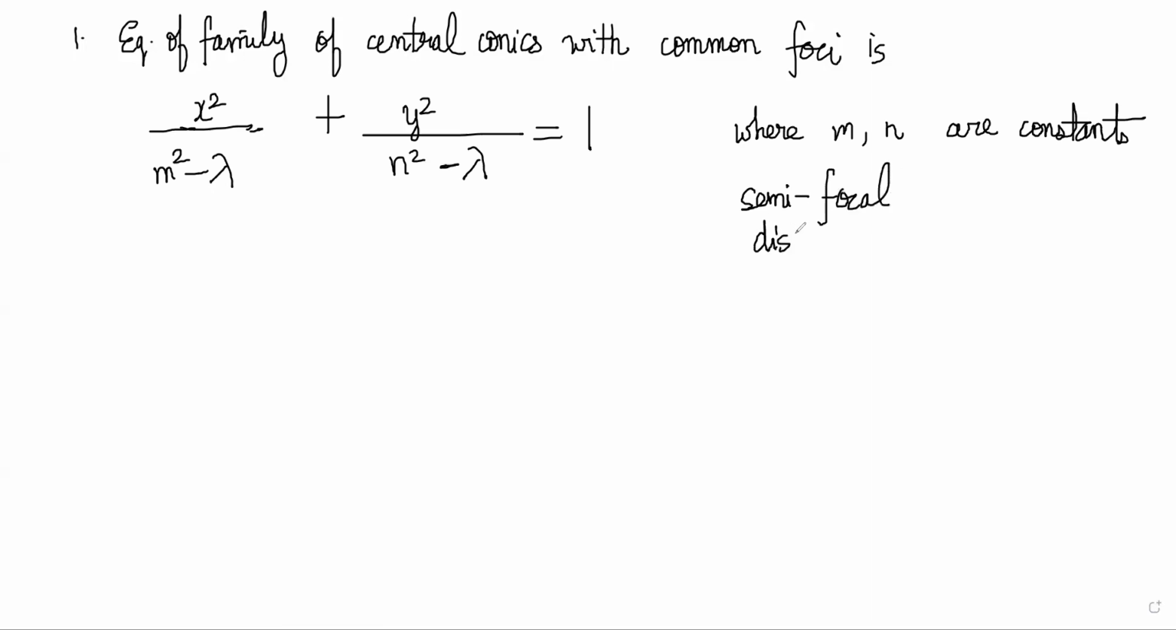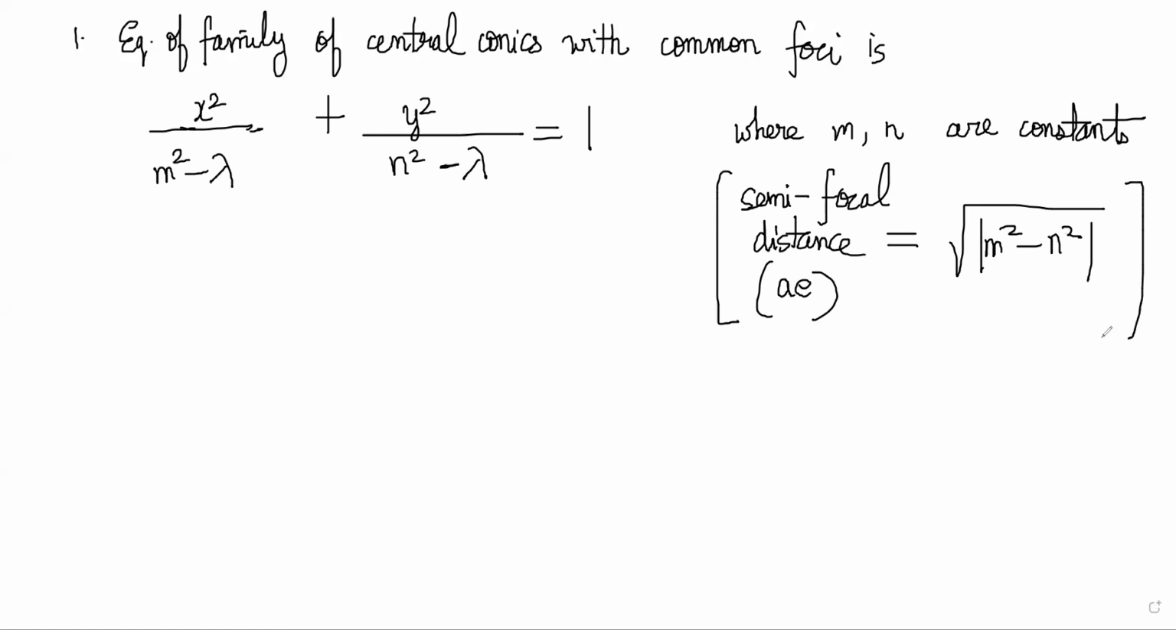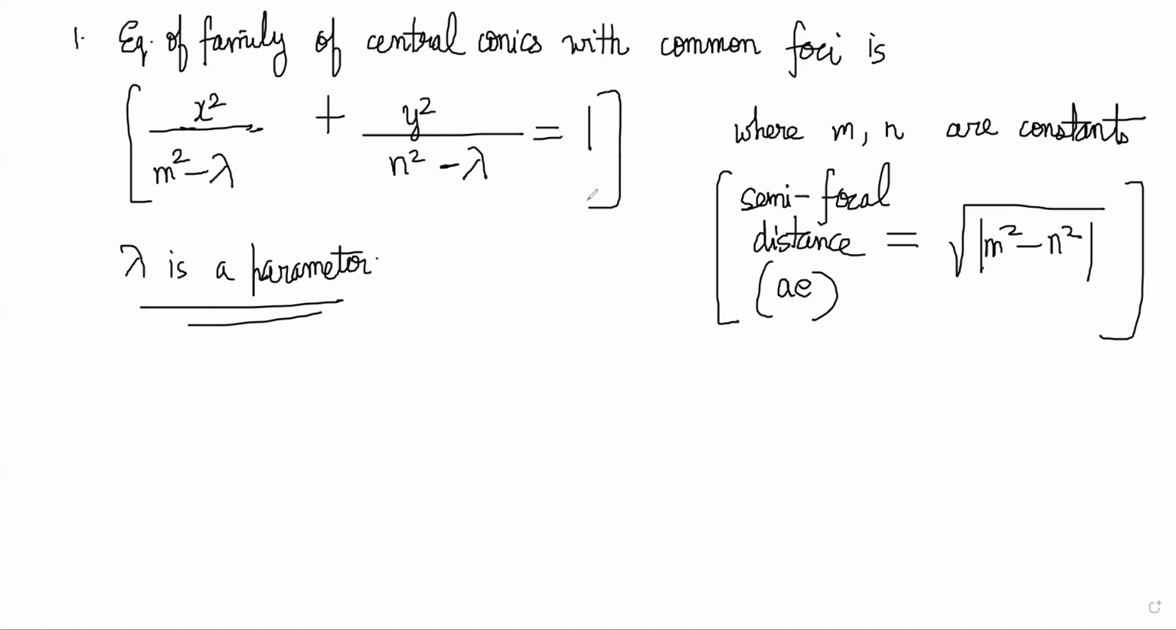semi-focal distance, which is typically the focal distance, usually is 2AE. So semi-focal distance AE is equal to root over m square minus n square, mod of that. So m and n are those constants. The difference of their squares is actually half the distance between the foci of the curve, right? In this case here, lambda is a parameter. So this is the equation of all possible curves which share a common set of foci, right? The focus is common to two or more different curves. The general equation is given by this, right?